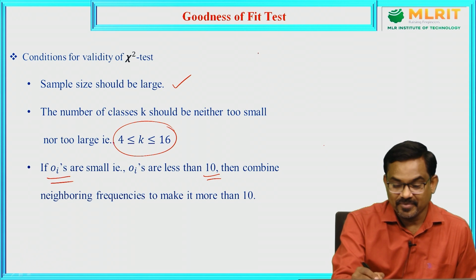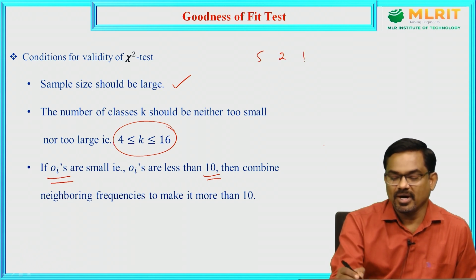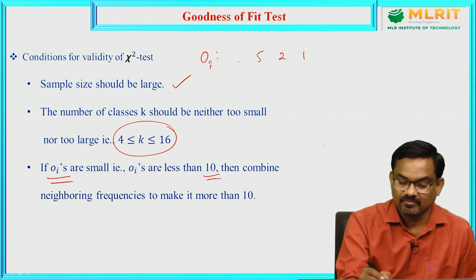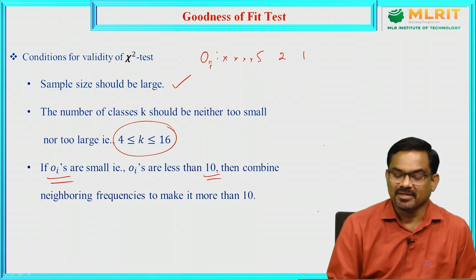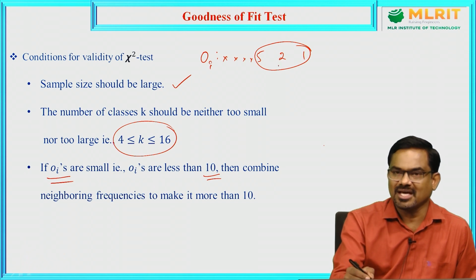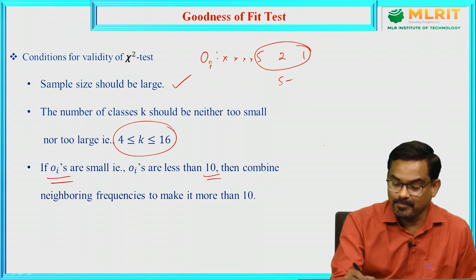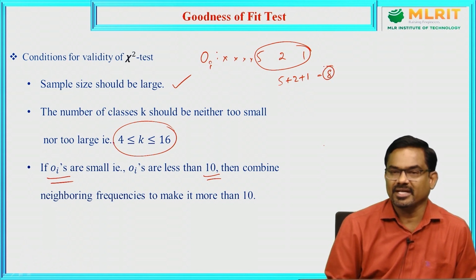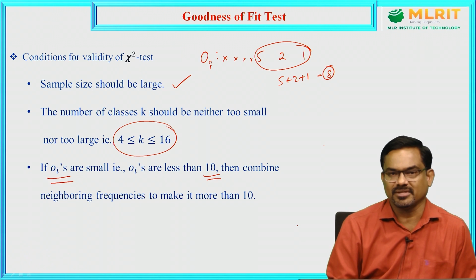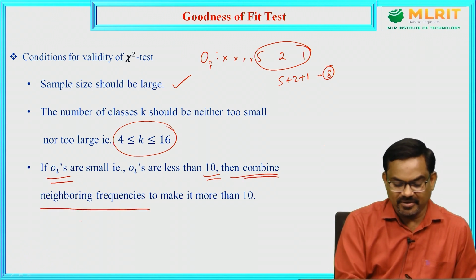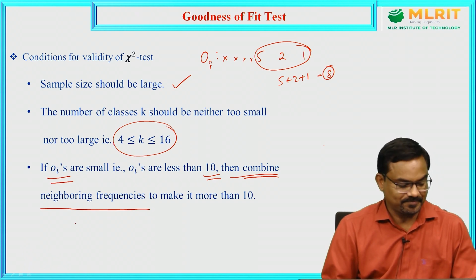For example, suppose the observed frequencies Oi are given with some values and the last 3 values are 5, 2, 1. Then we combine these 3 because 5, 2, 1 are less than 10. So 5 plus 2 plus 1 is 8. We can consider this 8 as a single observed cell frequency. So, combine neighboring frequencies to make it more than 10.